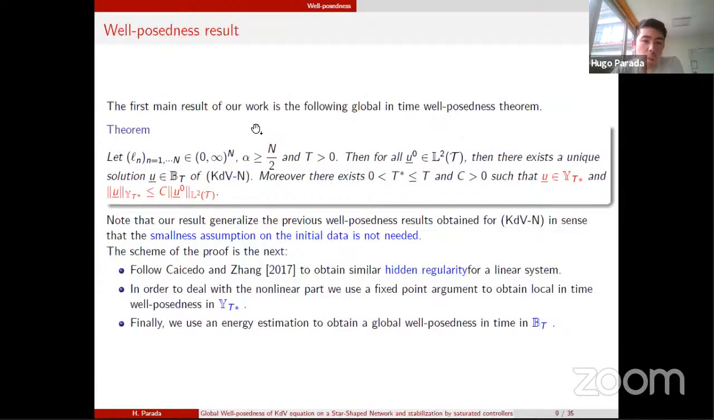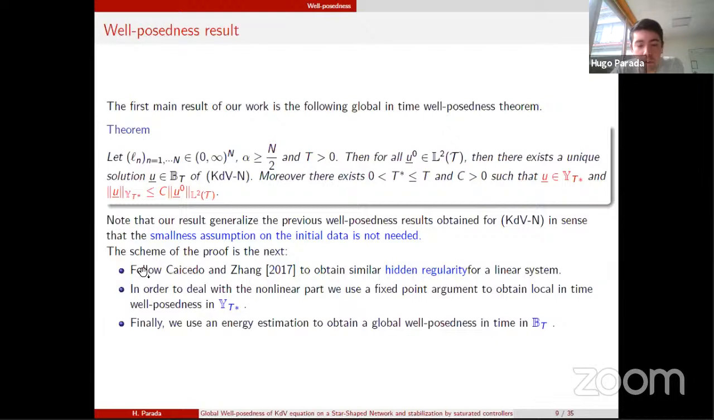So the first main result of this work is the following global in time well-posedness result. We have this theorem that tells us if you have the length alpha greater than this positive time, then for all initial conditions in L2, we have a unique solution in BT. And moreover, for a small time, we have more regularity. We have the solution, sorry, is in YT star, and we have this bound. So this result generalizes the past result in the sense that we are not asking for a small initial condition.